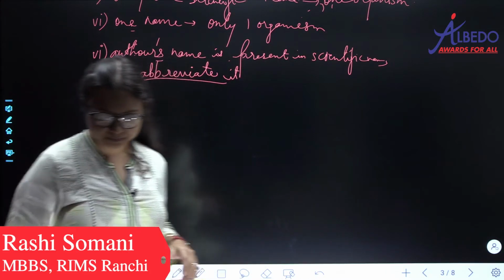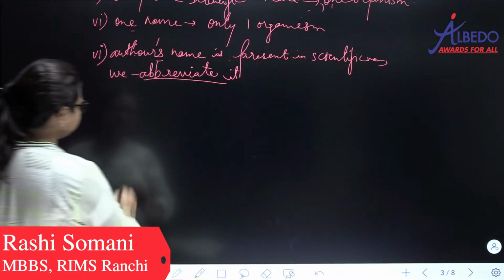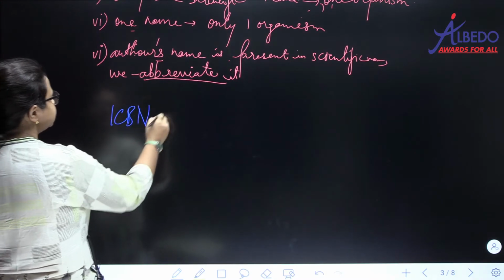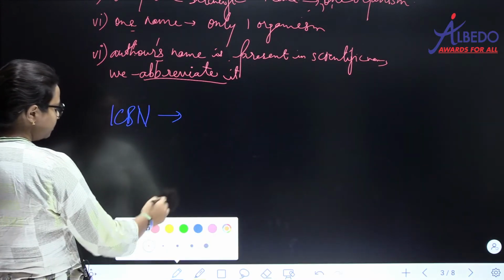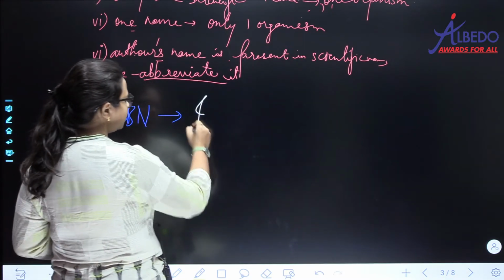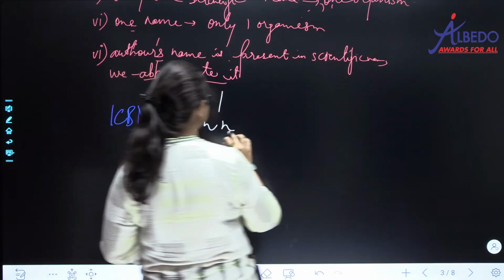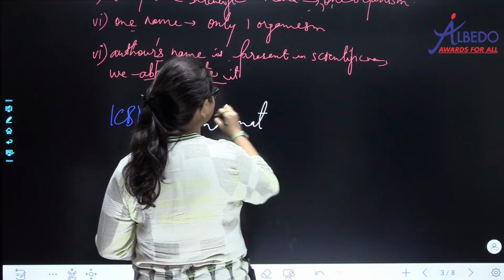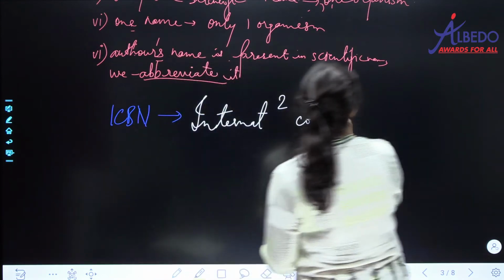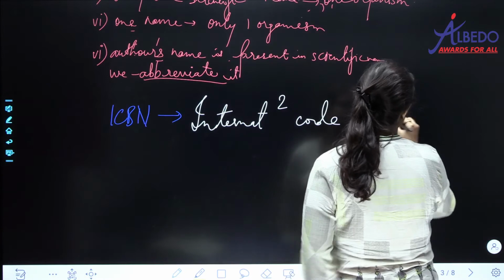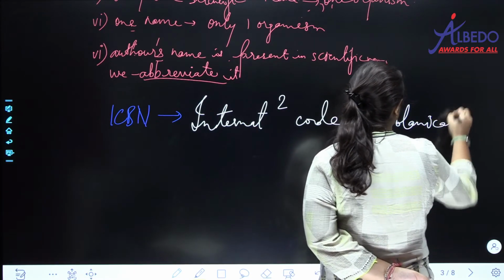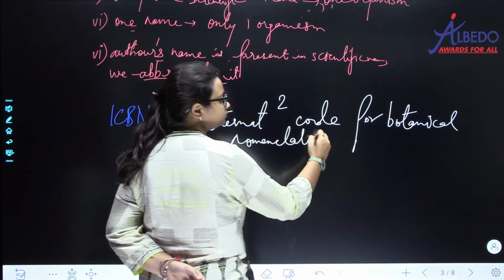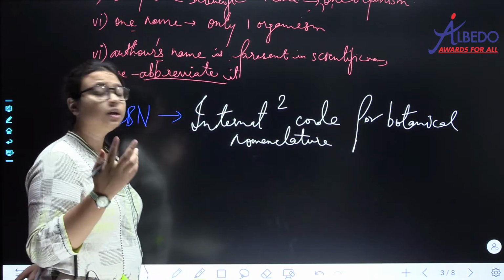Okay, ICBN and ICZN are mentioned. So ICBN stands for International Code for Botanical Nomenclature. पूरा लिख लेना है ना, चलो ठीक है, हम ही लिखते हैं. International Code for Botanical Nomenclature, ठीक है. इंटरनेशनल कोड फॉर बॉटनिकल नोमेनक्लेचर.